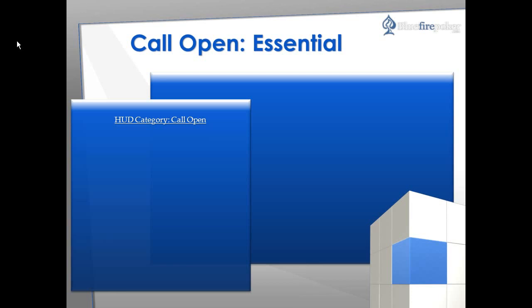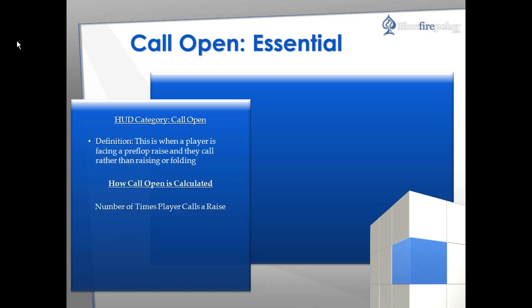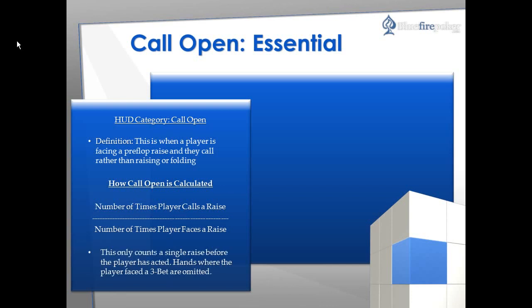The next of the essential stats is call open, and it's under the HUD category of call open. And this is when a player is facing a raise pre-flop and they just call rather than raising or folding. And this is the number of times a player calls a raise divided by the number of times the player is facing a raise. This only counts a single raise before the player has acted. Hands where the player was facing a 3-bet are not counted in factoring this stat.